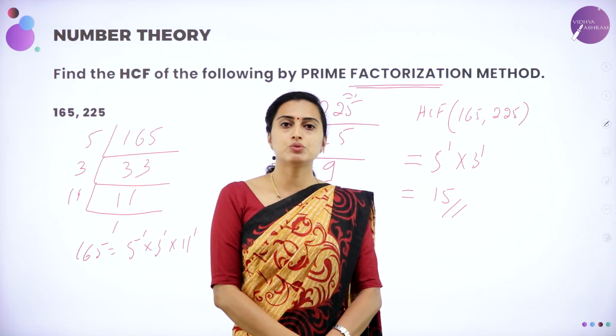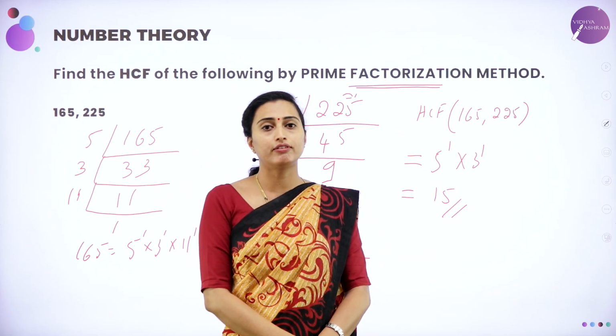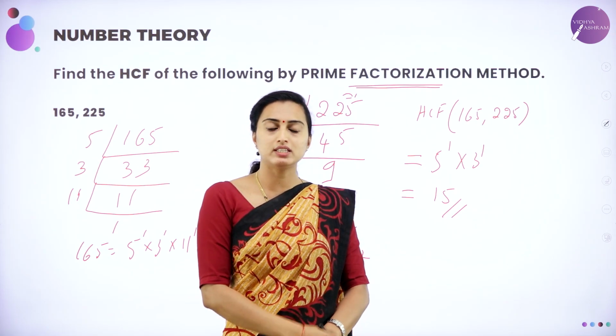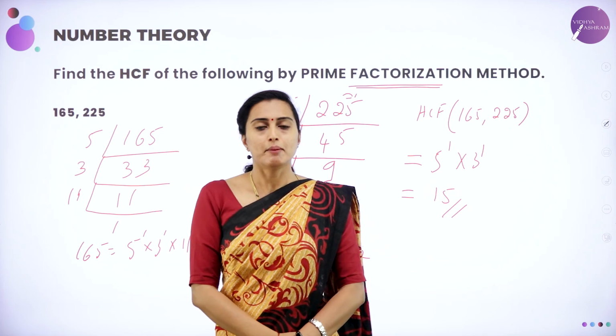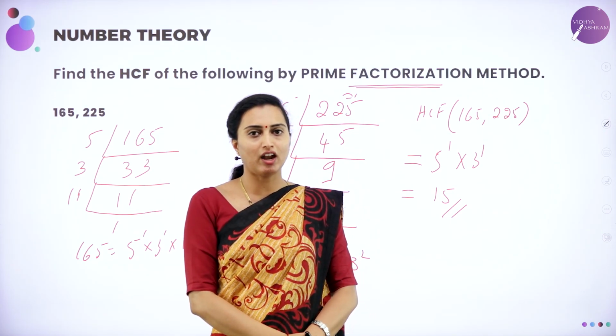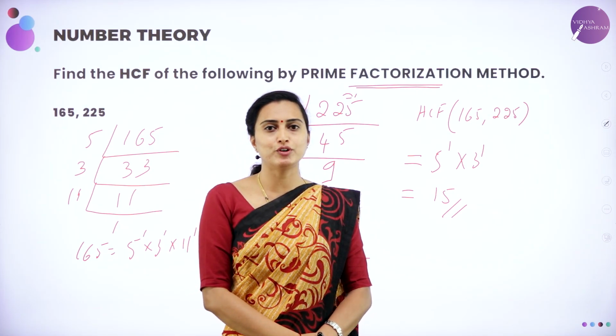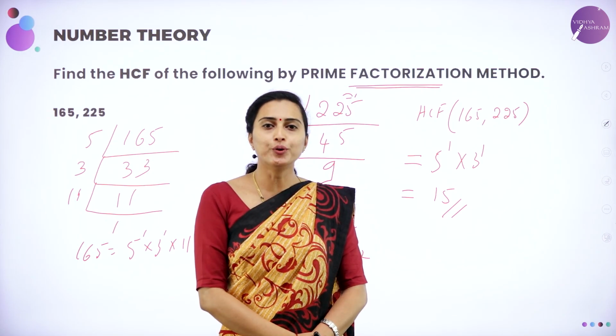We'll be moving on to how to find the HCF. This is rule 1, which we have taught, by the prime factorization method. Next session we'll be moving on to rule 2.